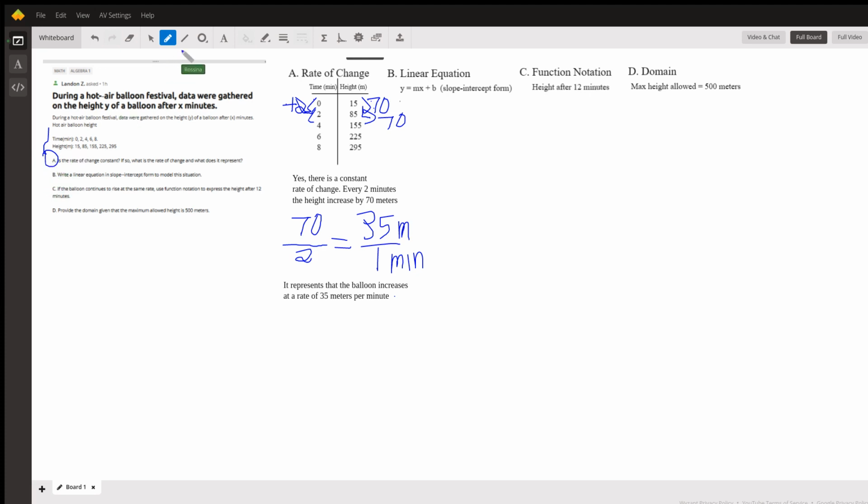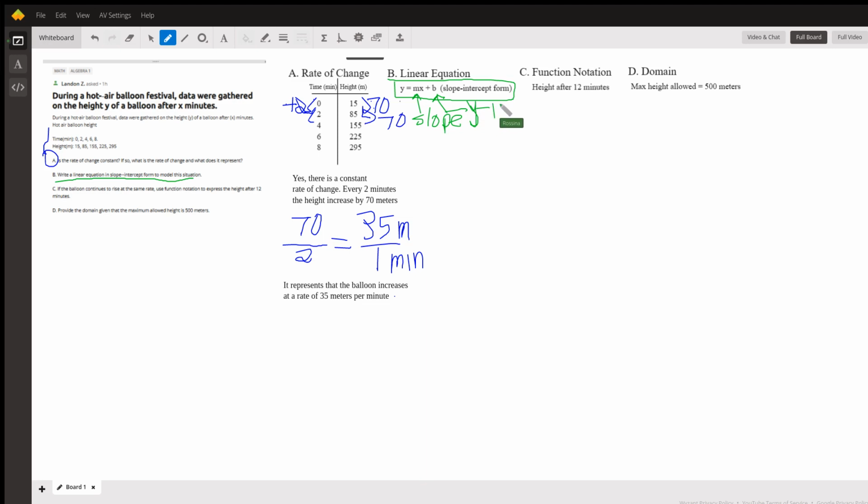Part B, we have write a linear equation in slope-intercept form to model the situation. So here we have slope-intercept form. You should have this memorized. It's y equals mx plus b. We now need to fill in the blanks for m and for b. If you recall, m is your slope and b is your y-intercept.